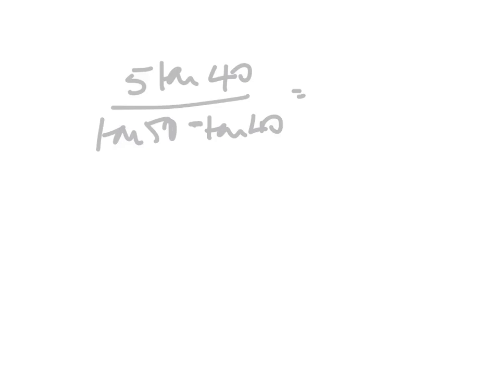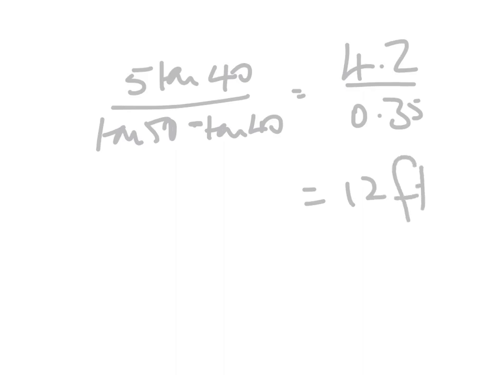What's 5 tan 40? I rounded to the tenths place, is that fine? Okay, 4.2. And tan 50 take away tan 40 is 0.35. So you get 12. So you know the distance from directly under the ball to wherever Rich is: 12 feet.